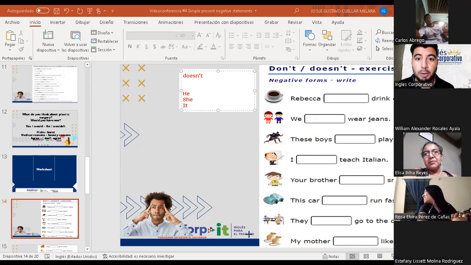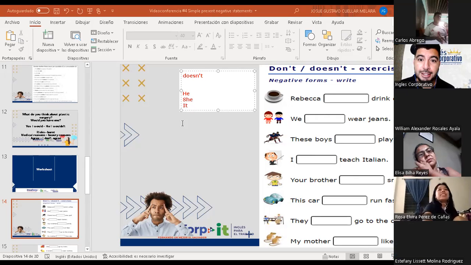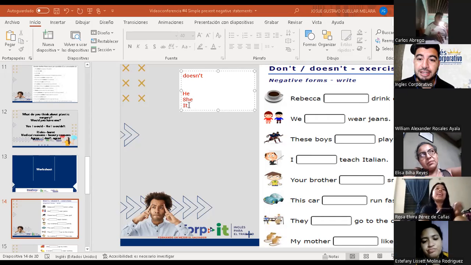He, she, it puede ser representado por muchas cosas. Por ejemplo, if we talk about the factory, the business, the enterprise, estamos hablando de la empresa, estamos hablando de it. Okay. If we talked about a car, un carro, estamos hablando de it. If we talk about our pet, si hablamos de una mascota, hablamos con it, aunque a veces utilizamos he or she. ¿Verdad?